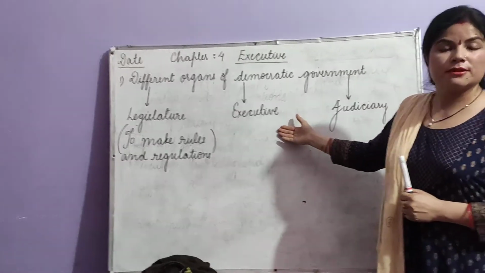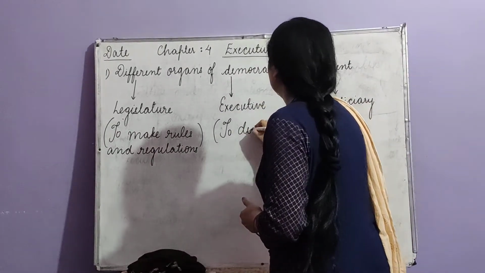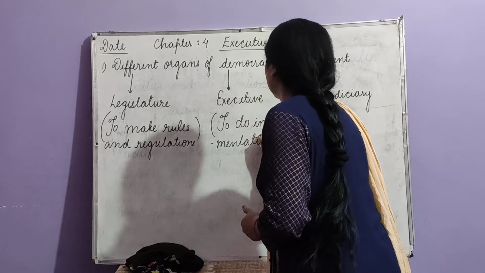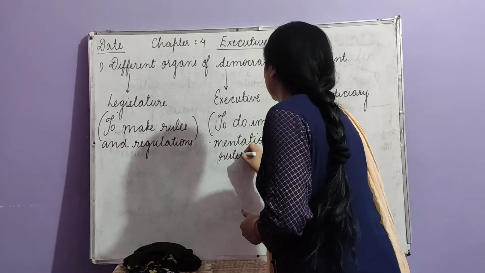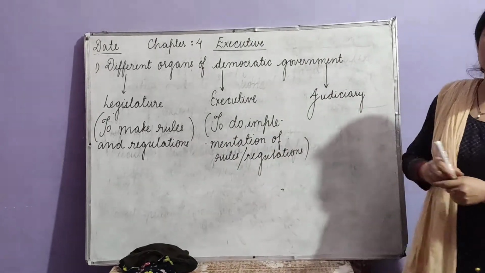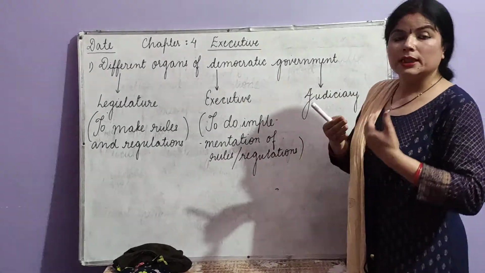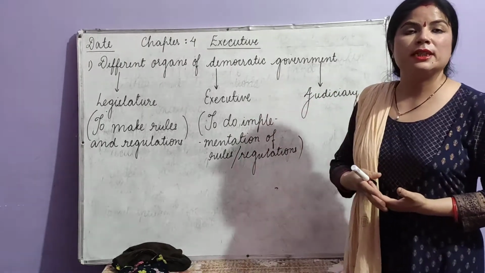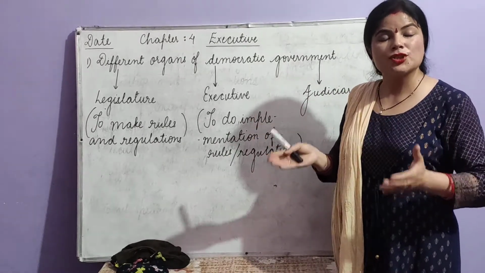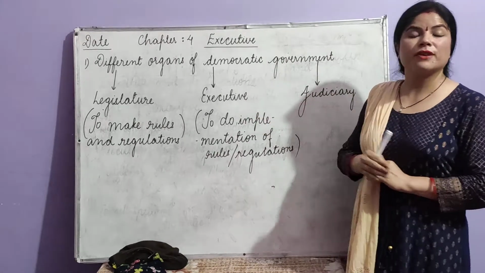Second, students, is executive. The main function of executive is to do implementation of rules and regulations. So students, as we came to know that the main function of legislature is to make rules and regulations for the people of the country, in the same way a very important responsibility is performed by executive also, that is to implement all these rules and regulations equally for all the people, systematically, properly. This is the main function of executive.